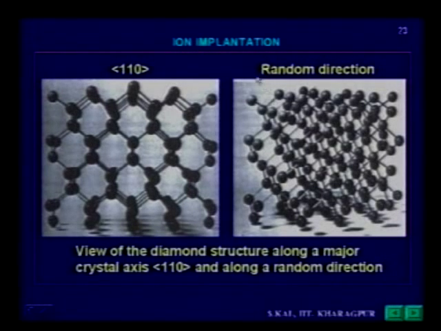But a random direction means if the ions are implanted at an angle which is not normal to the surface, then those ions will see the lattice points in a random direction. If it is a random direction, then there is a chance of more collision or scattering, and then the theory of implantation, that means the stopping mechanism by nuclear collision or by electronic collision, is valid. So these are the views of the diamond structure along a major crystal axis 110 and along a random direction.